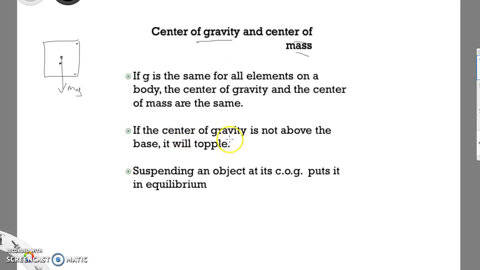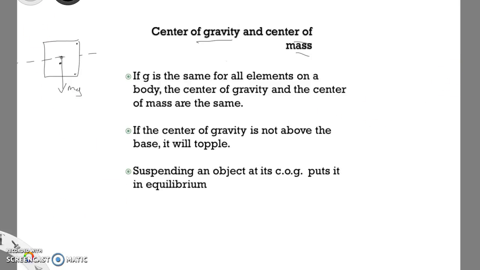Now, as we mentioned, if you're able to move this center of gravity outside the base, then the object becomes unstable and it will topple. And then let's say that we were suspending this object. If we were to somehow suspend it on an axis through that center of gravity, then it would be placed in equilibrium, because there's no torque caused by gravity, since the radius for torque to act would be equal to 0.